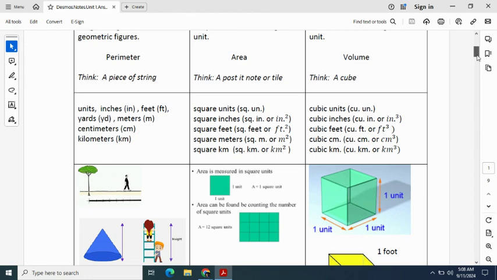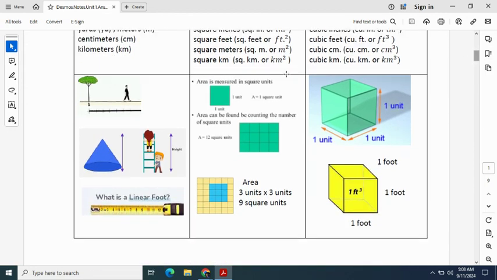Now let's look at the example. Area is measured in square units. So you see this first, the 1 unit by 1 unit. What's 1 times 1? 1. And then because it's a square, unit times unit would be square units, units to the second power, or 1 square unit. Now if I know that this equals 1 square unit, how many square units are in this rectangle? So if we count 1, 2, 3, 4, 5, 6, 7, 8, 9, 10, 11, 12, there are 12 square units in this rectangle.